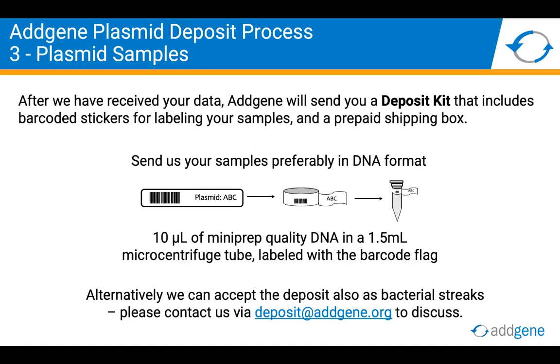And once we've received the data, Addgene will send you a deposit kit that includes barcoded stickers for labeling your samples, as well as a prepaid shipping box to ship it back to us. We prefer that you send your samples in a DNA format, if possible, and all we need is 10 microliters of miniprep-quality DNA in a tube. We also do take bacterial streaks, but if you're planning on doing it that way, just let us know ahead of time.